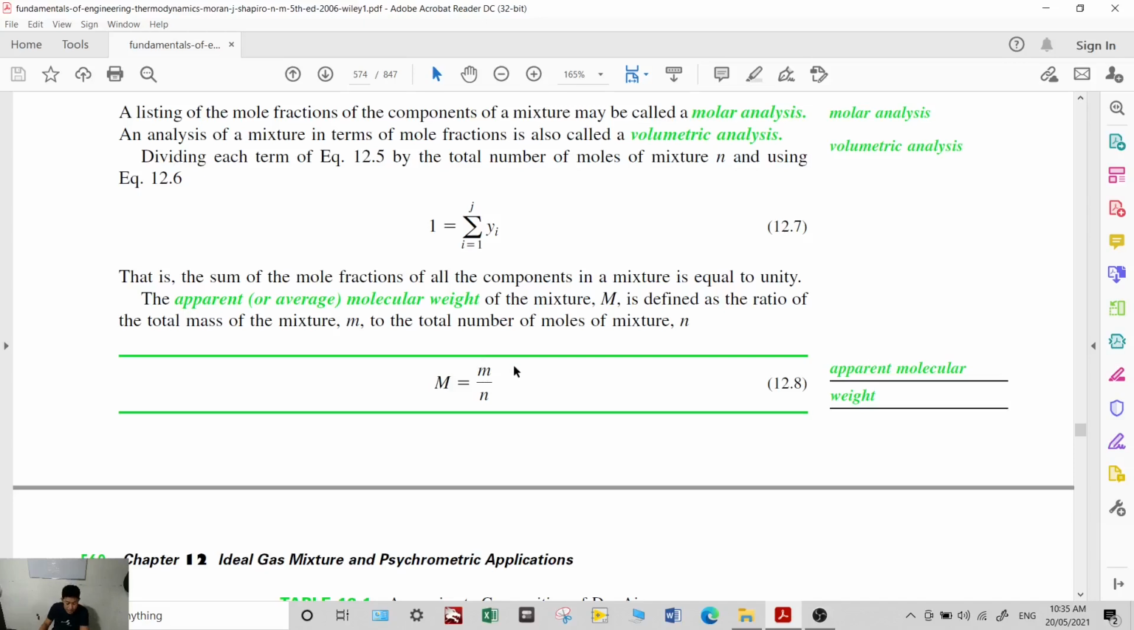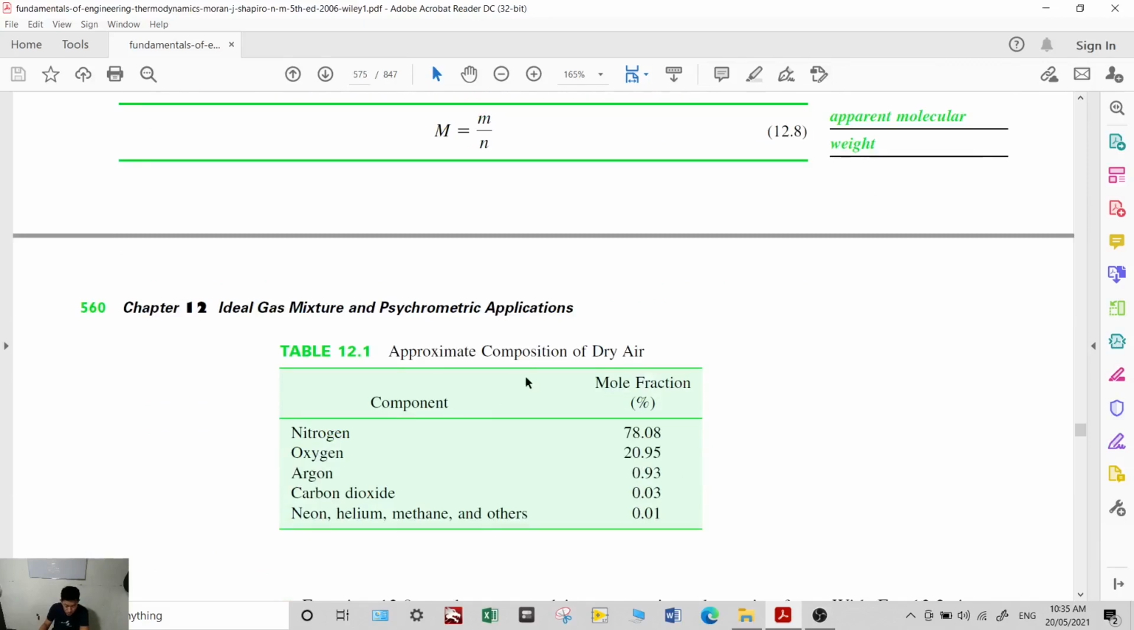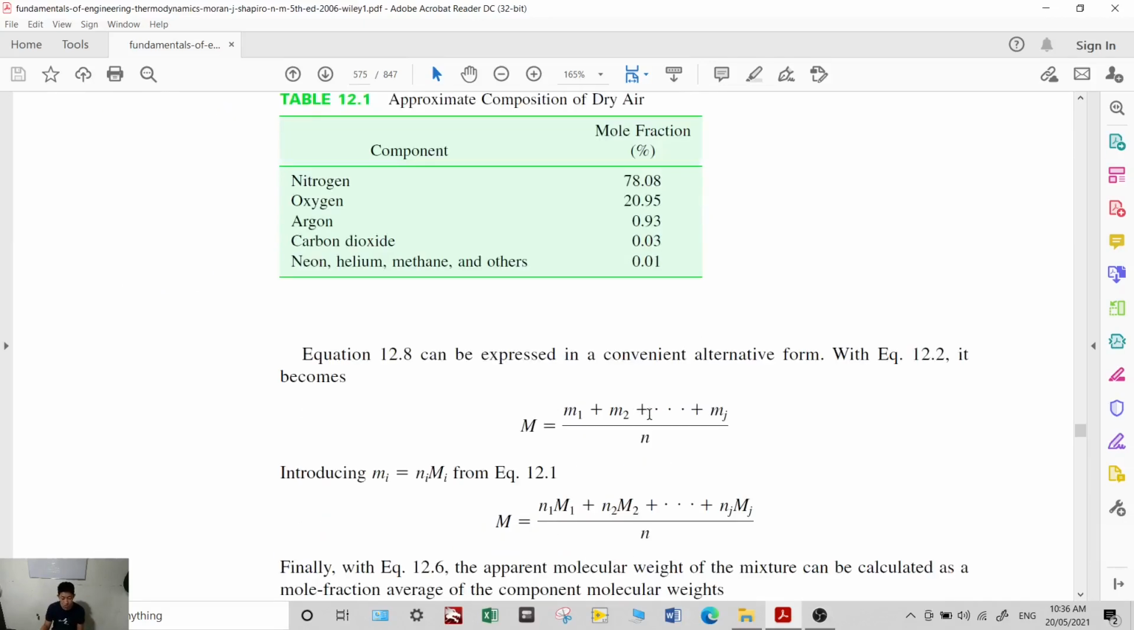So the molecular weight M is just equal to the mass of the mixture divided by the number of moles. So the unit is kilogram per kilomole. Okay? So an example of a mixture is air. Air is composed of nitrogen, oxygen, argon, carbon dioxide, neon, helium, methane, and others. Now this is described in mole fraction. So nitrogen is 78%, no? The composition of air is nitrogen, by mole fractions.